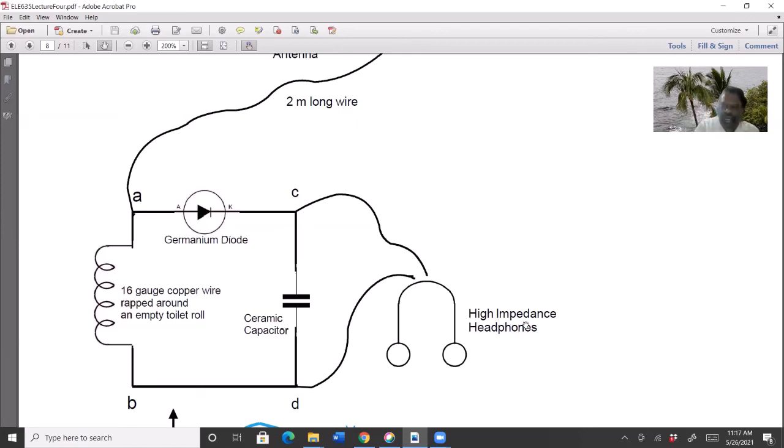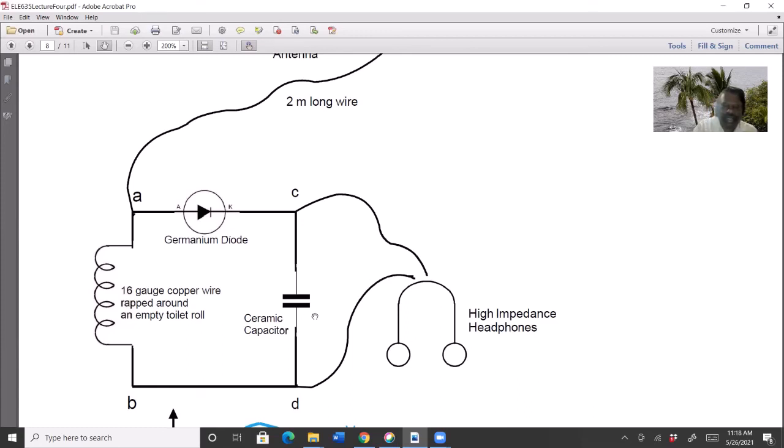You need something called high impedance headphones because there is very little current coming here and your earphones won't work with that. And these earphones, you can get from those old rotary telephones that make that horrible ringing sound, the rotary phone headphones. Or you can order one from Amazon or eBay. You have to search for high impedance earphones. That's the name. You could probably buy one for like $6 or $7.